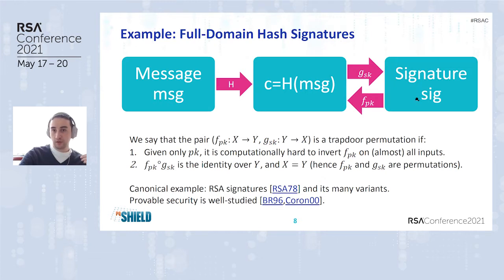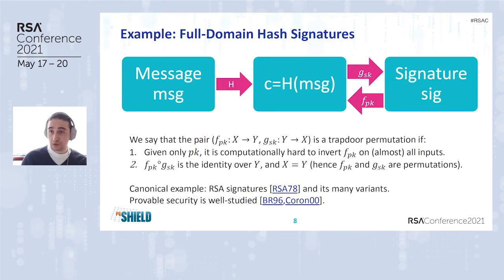And then if you have the public key from the signature, you can compute the challenge and check that it matches the hash of the message. And this is how RSA signatures work, for example. And there are a few theoretical works that tell us that if F and G define what is called a trapdoor permutation, then the scheme that you obtain achieves meaningful security guarantees.